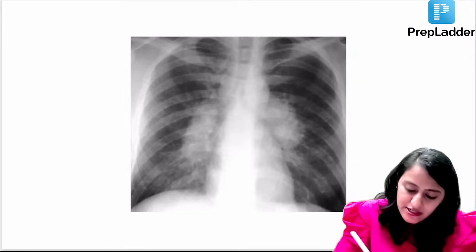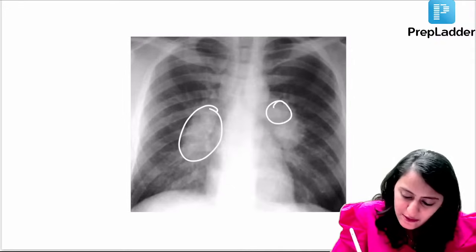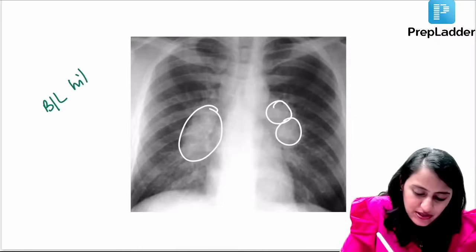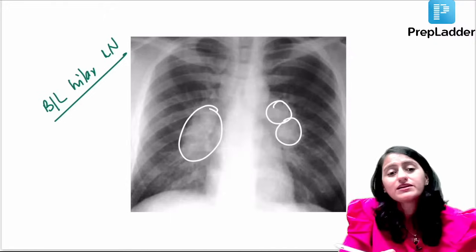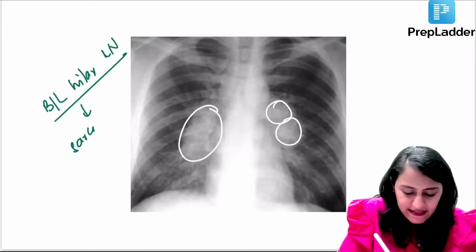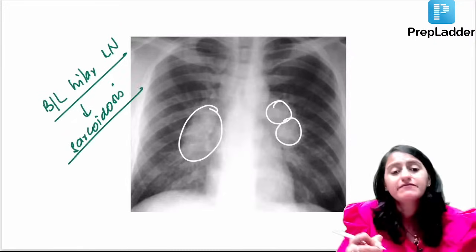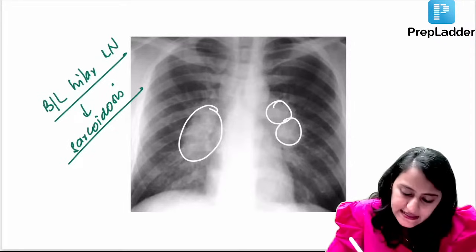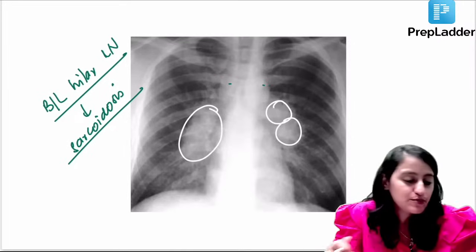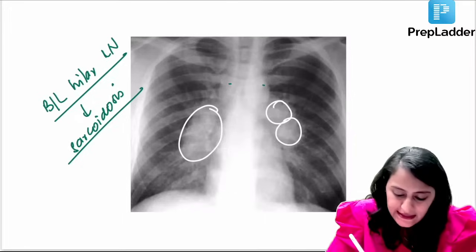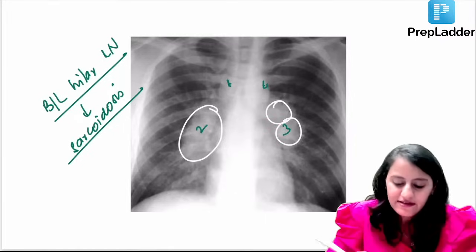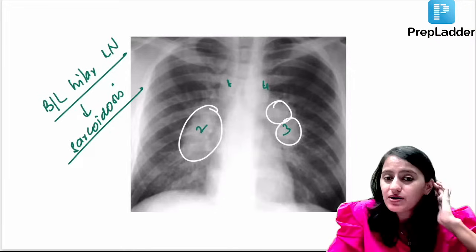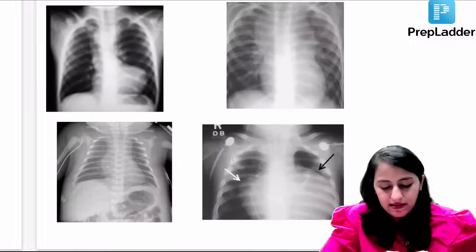And this is what is here. These are the rounded opacities, bilateral hilar lymph nodes, very, very important, never to be forgotten. It is sarcoidosis. Whenever you have bilateral hilar lymph nodes, always think of sarcoidosis. It can have paratracheal lymph nodes as well, right paratracheal, left paratracheal. So 1, 2, 3 sign, and if it is left paratracheal, then 1, 2, 3, 4 sign, right? So sarcoidosis classically has bilateral hilar lymph nodes.